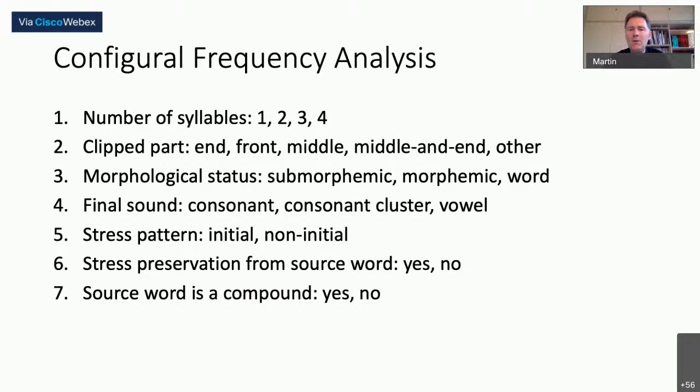All of these variables are cross-tabulated with each other, and this goes beyond the bivariate cross tables that you've seen on the previous slide. So the analysis creates a table that combines all 7 variables and their levels, so the yes and no of the source word compound and the yes and no of stress preservation, and so on and so forth. And the goal of the analysis is to use that table to find configurations of features that appear more often than would be expected. So at its basis, the technique is just a simple comparison of observed frequencies and expected frequencies. And in addition, the analysis gives us some significance values.